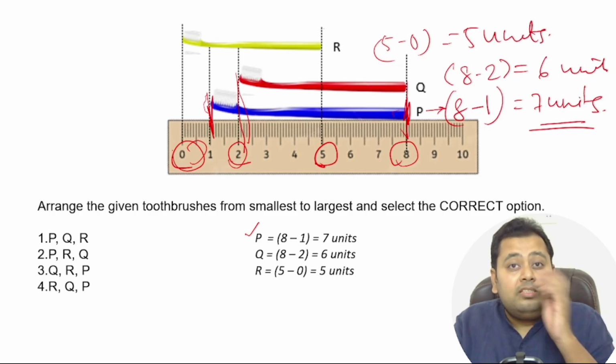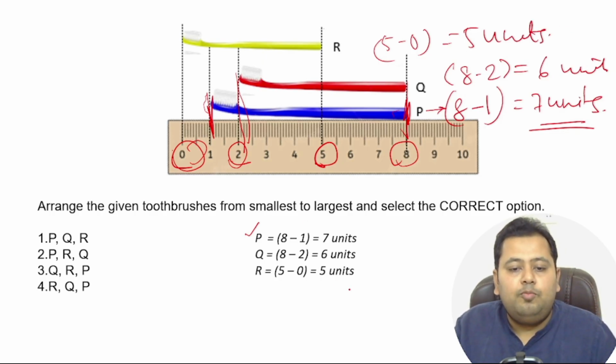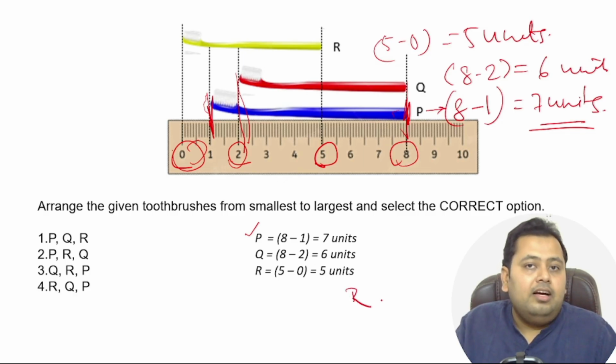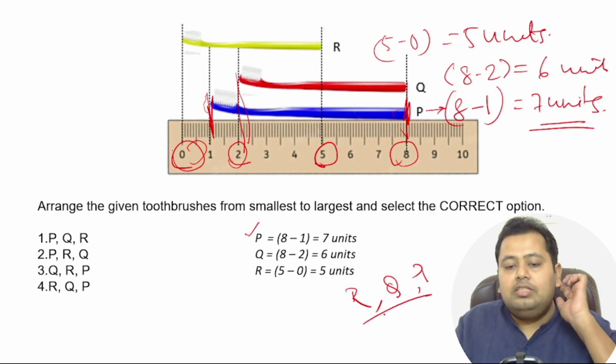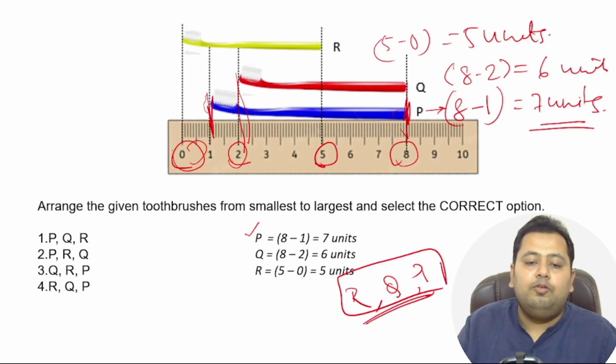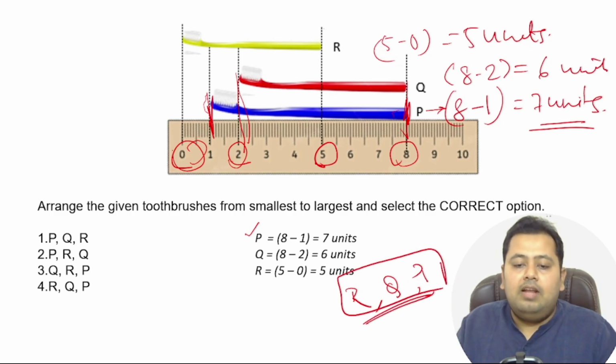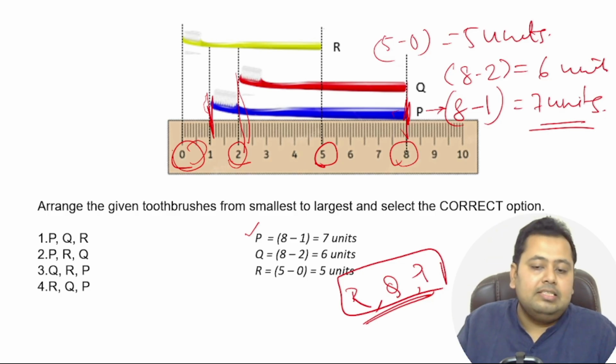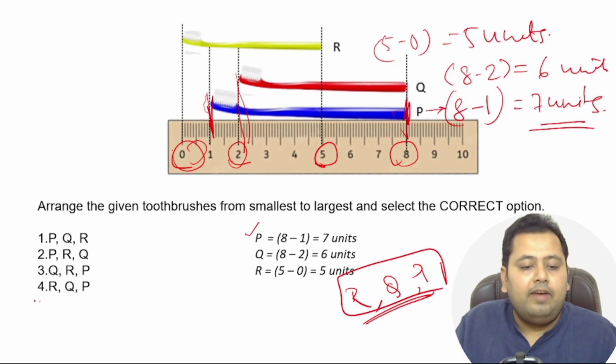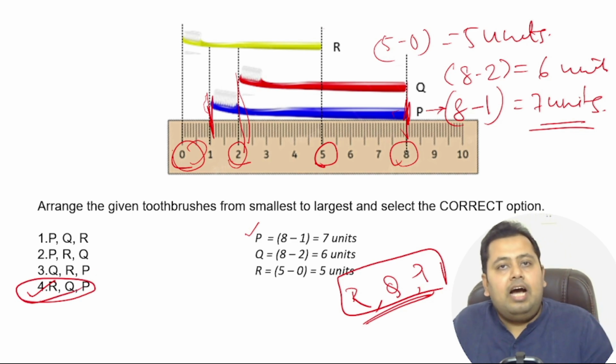So which toothbrush is the smallest? The smallest toothbrush is R. Then it is Q, and then it is P. So this is going to be your answer. If you arrange it from smallest to largest, smallest is R, largest is P. So if you look at the options, it is option number 4, that is RQP.